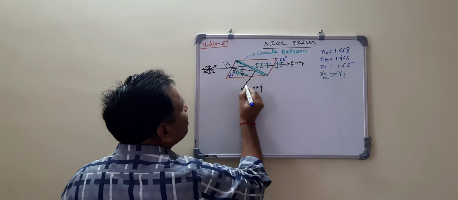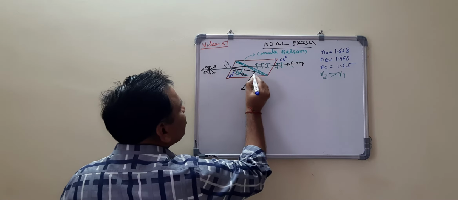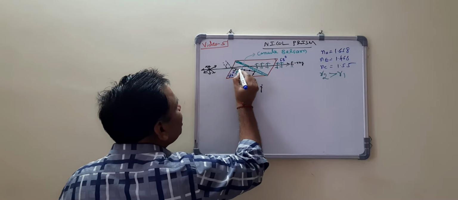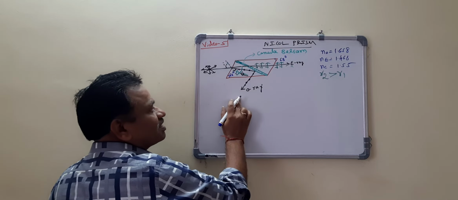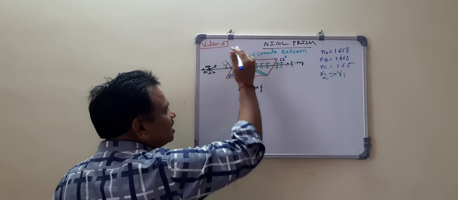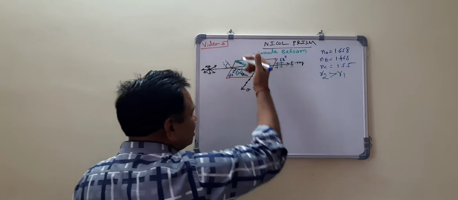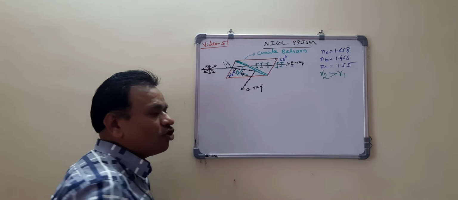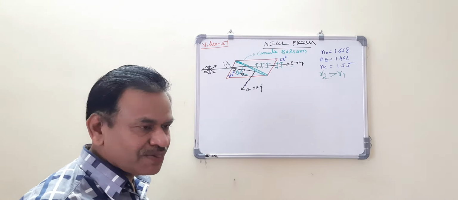ordinary and extraordinary. Here, the light vibrates in a direction perpendicular to the optic axis. But in this case, the light rays vibrate in the direction parallel to the optic axis.